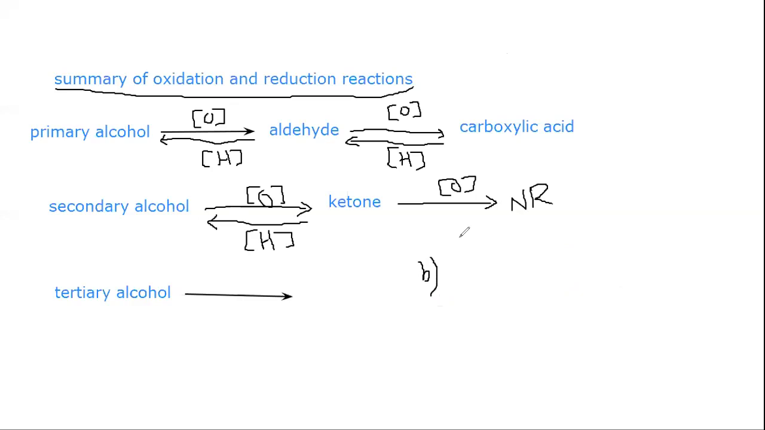So first let's draw 3-methyl butanone. Butanone means 4 carbons. This is 3-methyl butanone. That's a 3-methyl butanone. And they're asking you guys to do what?